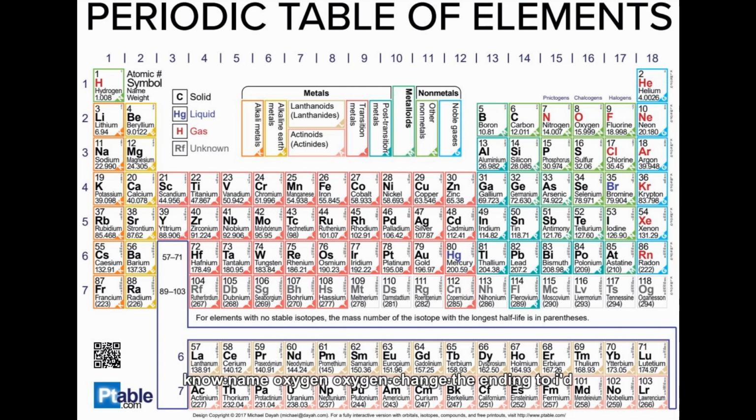And then oxygen becomes, same as before. 3? No, name oxygen. Oxygen. Change the ending to "ide." Oxygen. Oxide. There we go. So iron 3 oxide. Yes. If you want to name that one easier, that's rust. Oh. Okay. A lot of metals, when they bond with oxygen, they corrode.